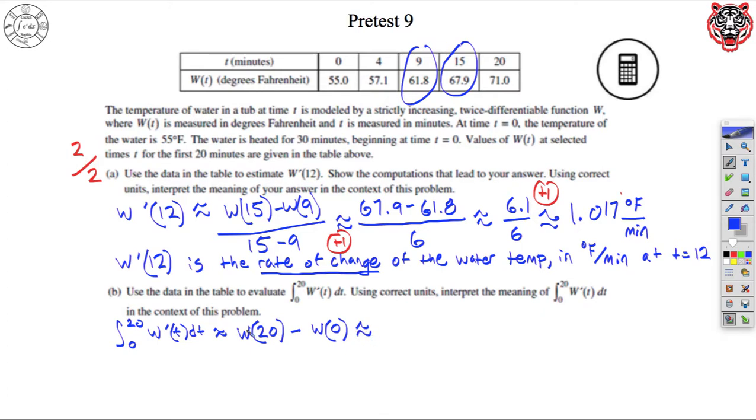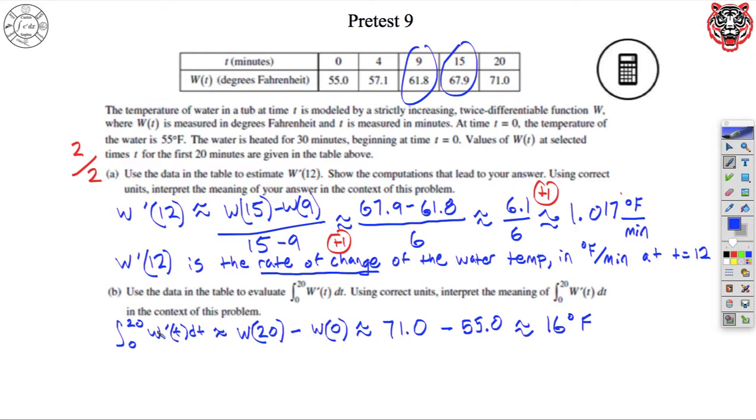And that should be W of 20, what is that? That's 71.0, and that's going to be subtracting W of 0, which is 55.0. And I don't even need a calculator, even though we have a calculator for this problem, and that is 16. So this is directly from our notes. If you take the integral of the derivative, this is what pops out.